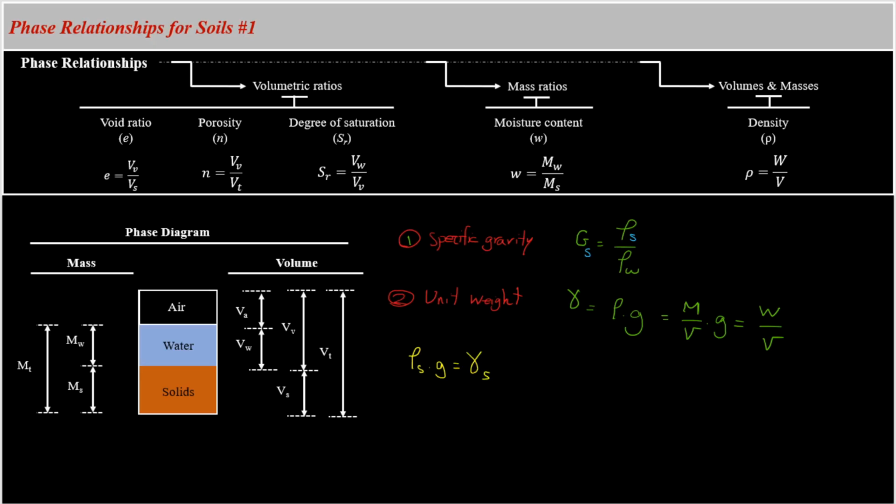We had the density of dry sample. If we multiply it by g, we will have the unit weight of dry sample. We had the density of water. If we multiply it by g, we will have a unit weight of water, and so on.